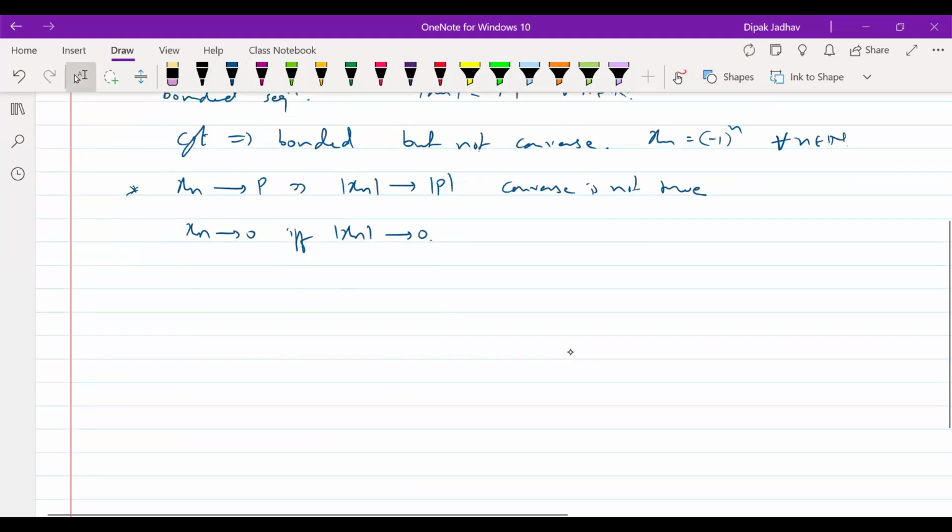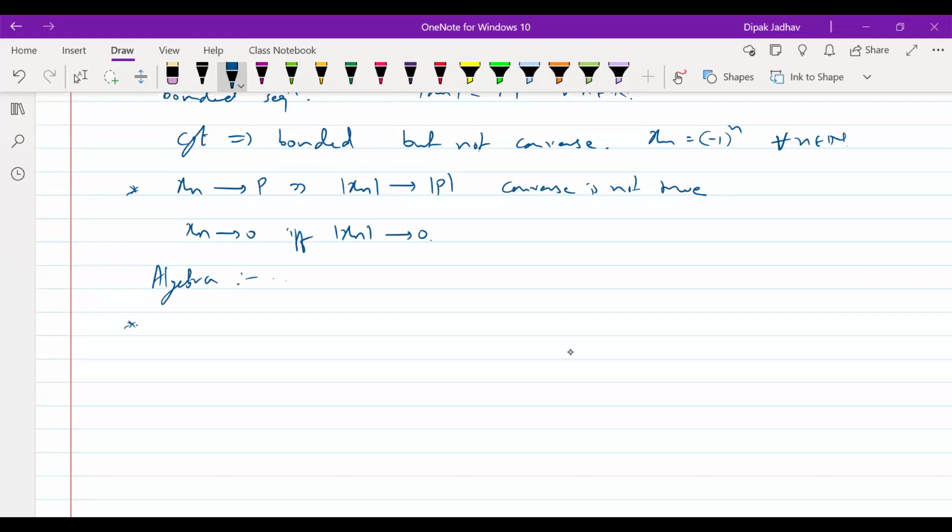Then we study something called the algebra of sequences. It means if you have two convergent sequences, their addition is also convergent and converges to the addition of their limits. The same thing is also true for subtraction of two sequences, scalar times a sequence, multiplication of two sequences, and division, the quotient of two sequences, whenever they make sense. I hope all of you are aware of these results on the algebra of sequences.